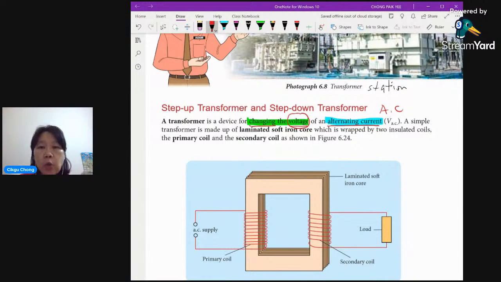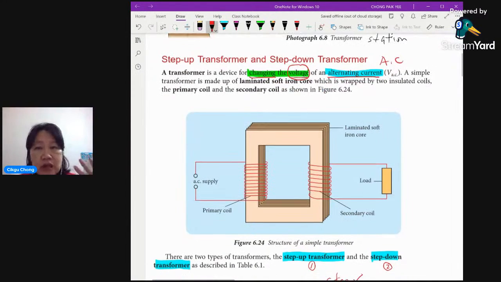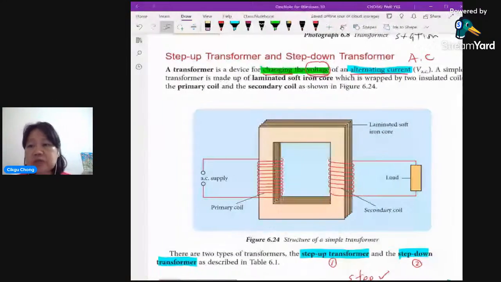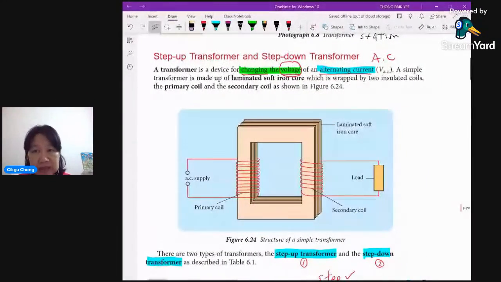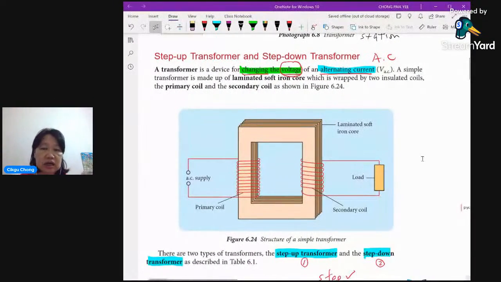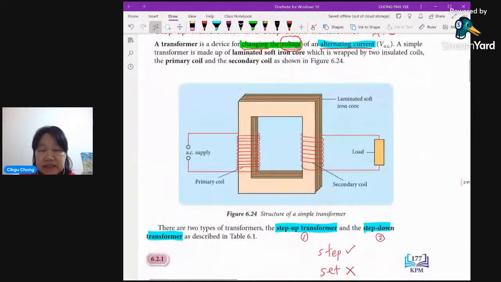Okay, next one. What is inside a transformer? What are the parts? In a transformer, there are actually 3 important parts only. You need to remember the names of the 3 parts. Later you will see the types of transformer. Every transformer will have basically these 3 parts. So let me check whether my mic is okay. My mic seems to be okay.